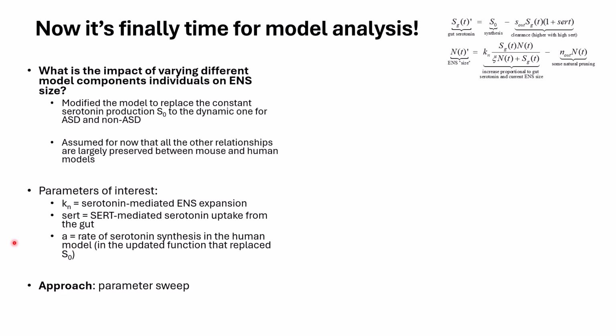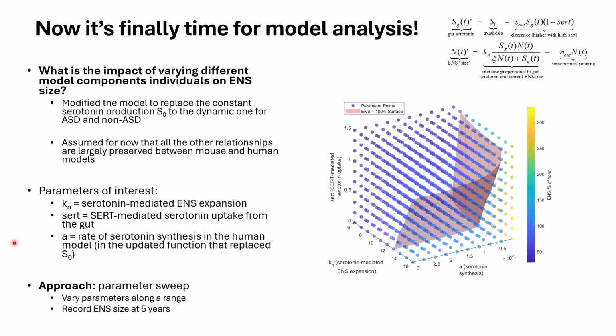The approach that I took here is what we call a parameter sweep. I vary parameters along some range, and then I record my simulated projected ENS size at 5 years. Let's look at the main result here. On this axis, we have the serotonin synthesis parameter, right here. On this one is my Kn, this guy over here. And on the z-axis, we have the SERT. The points that I'm recording are the percentage of ENS size, percent of the norm.